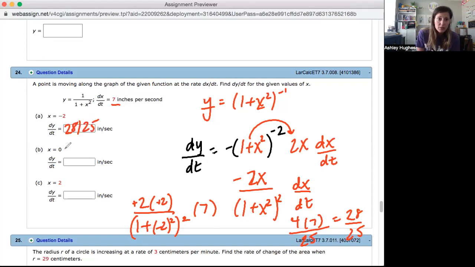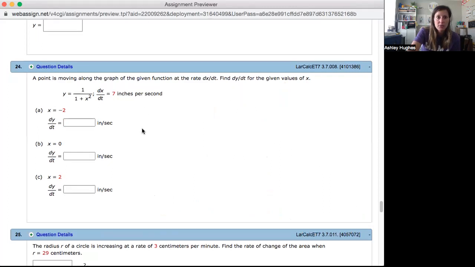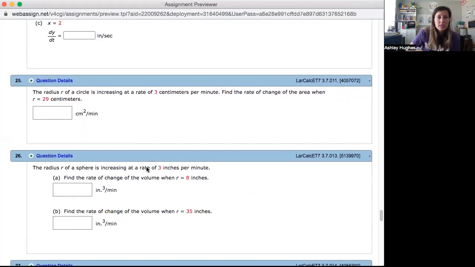When x is 0, then you just plug in 0 over here. And then when x is 2, so you just take turns plugging in that value of x to see what the answers are. The radius of a circle is increasing.